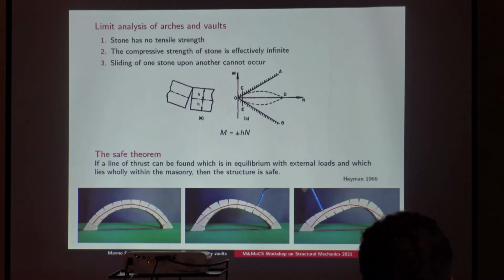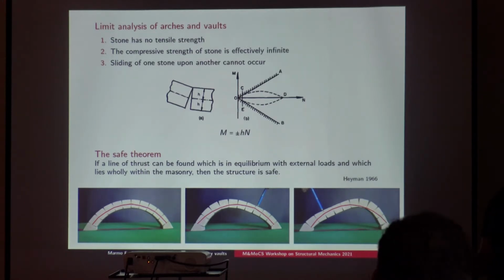The second assumption is that we are considering an infinite compressive strength on stone. This actually is not a safe assumption, but however, for arches and vaults, the stresses are usually much lower than the strength of the material.